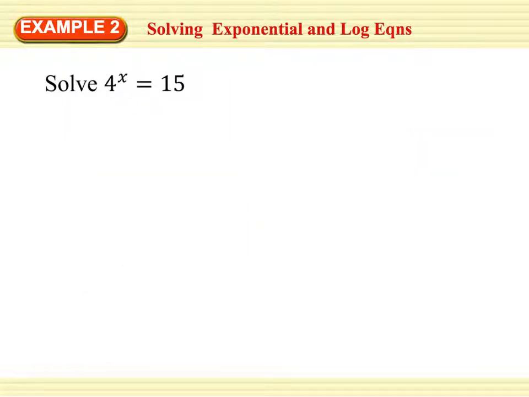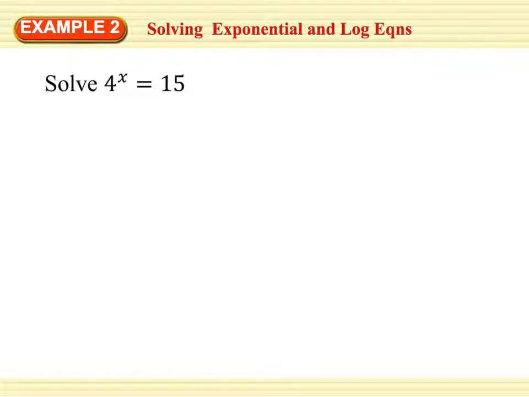Now sometimes, like in example 2, we can't always rewrite a power so that the bases will cancel out. So in that case, we're going to have to take a log. Now in the case of example 2, we have 4 to the x equals 15. There's nothing that I can raise 4 to give me 15. Likewise, I can't rewrite 15 so that it's 4 to some power. So I'm going to have to do something else in order to cancel out this 4 so that I can get the variable x by itself.